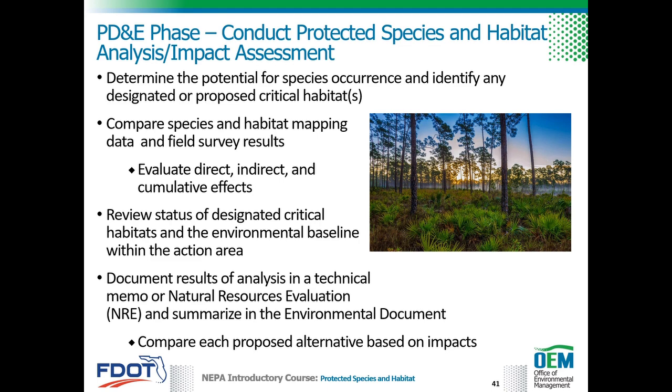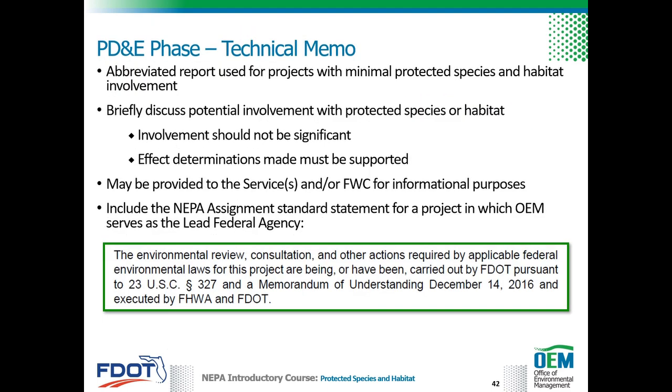The detailed results of the protected species and habitat analysis and impact assessment are documented in a technical memo or NRE and summarized in the environmental document. If more than one alternative is proposed, each alternative is then compared based on impacts to protected species and habitat using the analysis performed and documented in the environmental document.